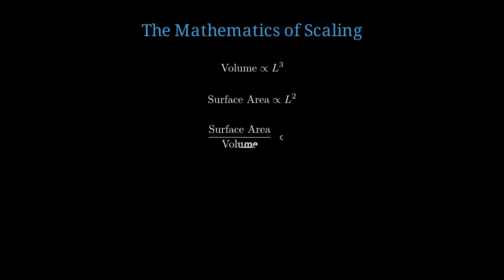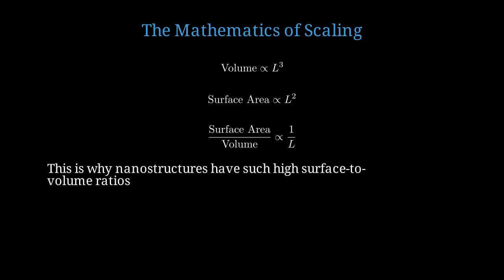Let's look at one more interesting mathematical aspect: how surface area scales with size. For a three-dimensional object, volume scales as the cube of the characteristic length L, but surface area scales as the square of the characteristic length. Therefore, the ratio of surface area to volume is proportional to 1 over L. As objects get smaller, this ratio increases dramatically. This is exactly why nanostructures like MOFs have such high surface-to-volume ratios. At the nanoscale, surface dominates over volume.